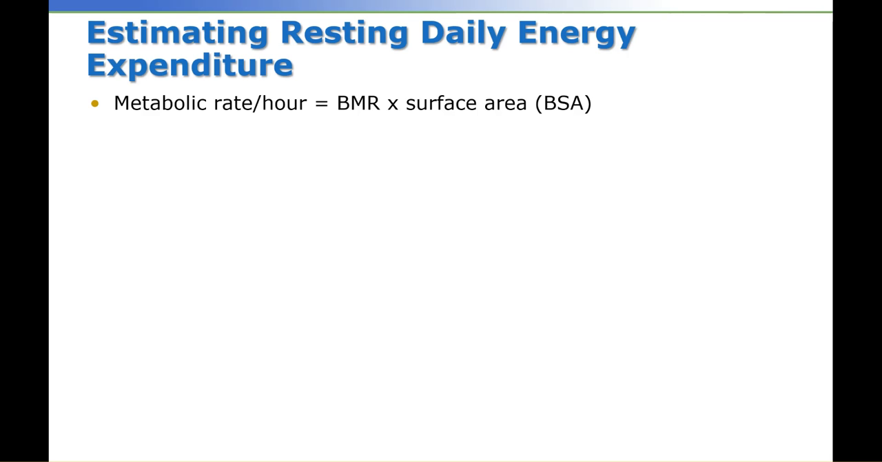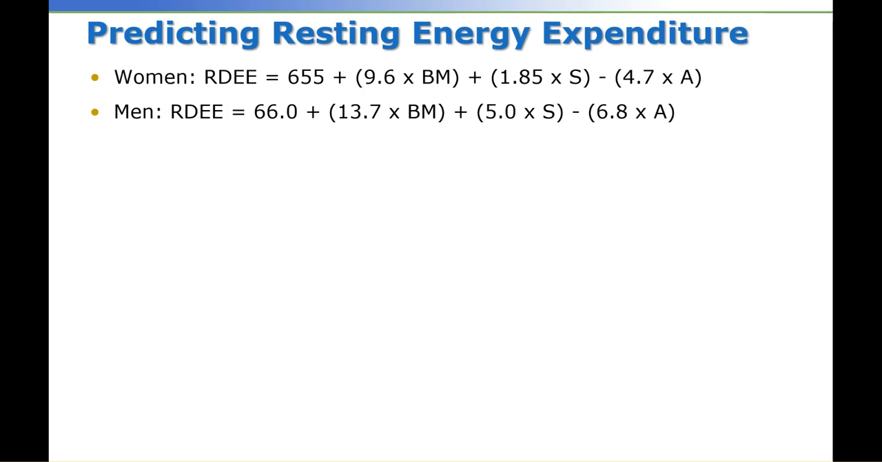Estimating resting daily energy expenditure. Metabolic rate per hour equals basal metabolic rate times surface area, or BSA. Predicting resting energy expenditure, women. Resting daily energy expenditure. Basically, what you need to know about this is this looks at the hourly total provided. That provides important information to estimate the daily energy baseline requirement for caloric intake. Okay, it's a little bit different for men than it is for women.